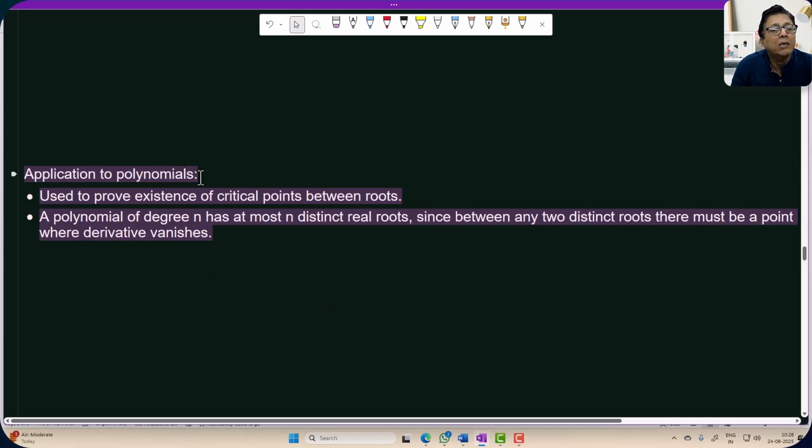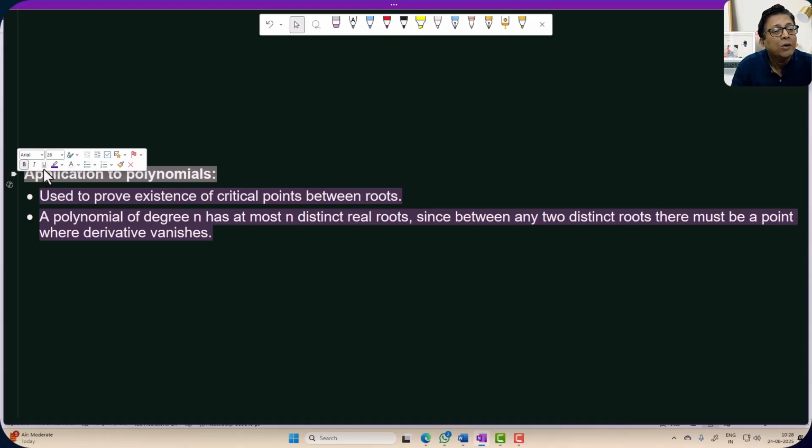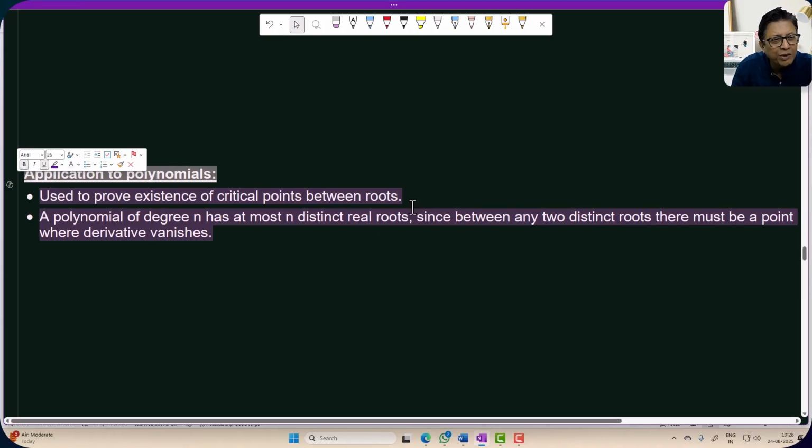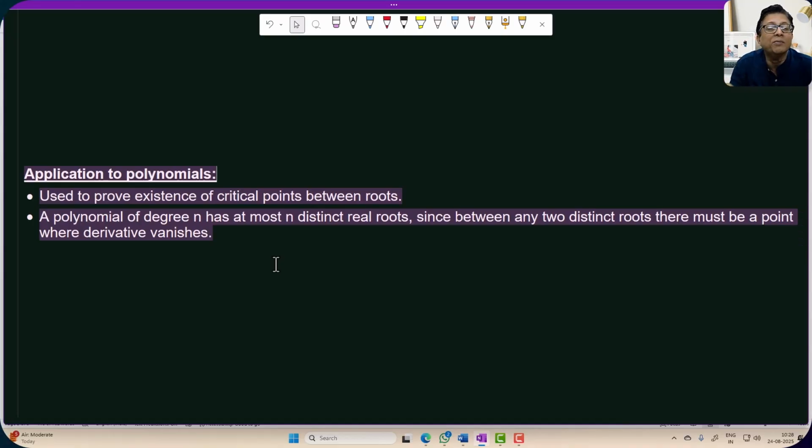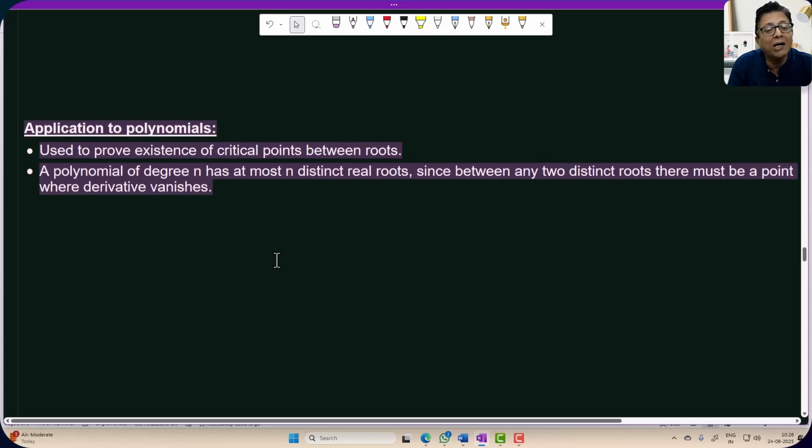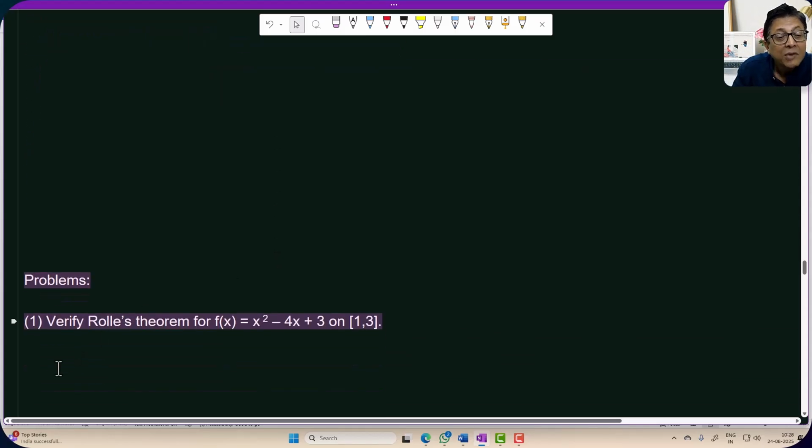Now, the Rolle's theorem application I have stated here. What are the applications of Rolle's theorem? That already I have told you. To prove that critical points lie between two roots, the roots of f'(x) = 0, a polynomial of degree n has at most n distinct real roots, since between any two distinct roots there must be a point where the derivative vanishes. If f(x) is a polynomial of degree n, f'(x) will be a polynomial of degree n minus 1. So if f(x) has n real roots, f'(x) has n minus 1 real roots. Okay?